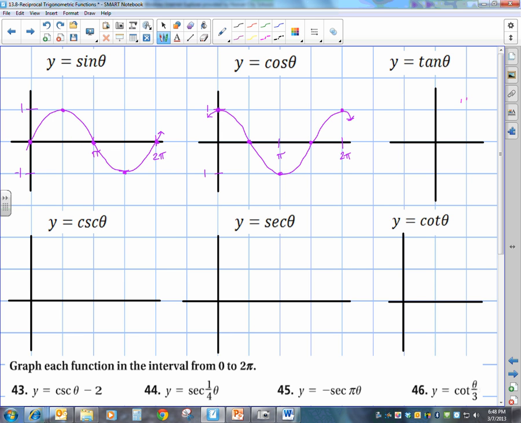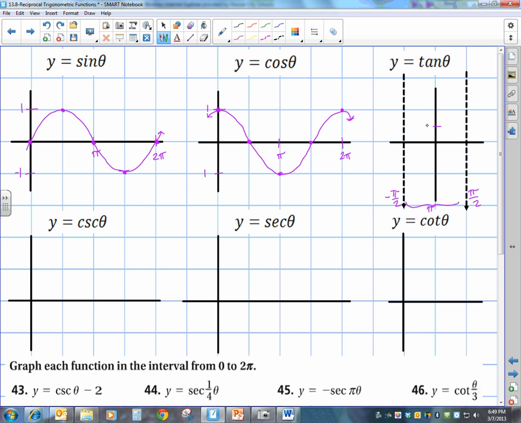Okay, and our tangent straddles our y-axis. So remember that we have our asymptotes. Let me go get some asymptotes for our graph. And hopefully you remember these asymptotes are at negative pi over 2 and pi over 2 because the period of our tangent function is pi.